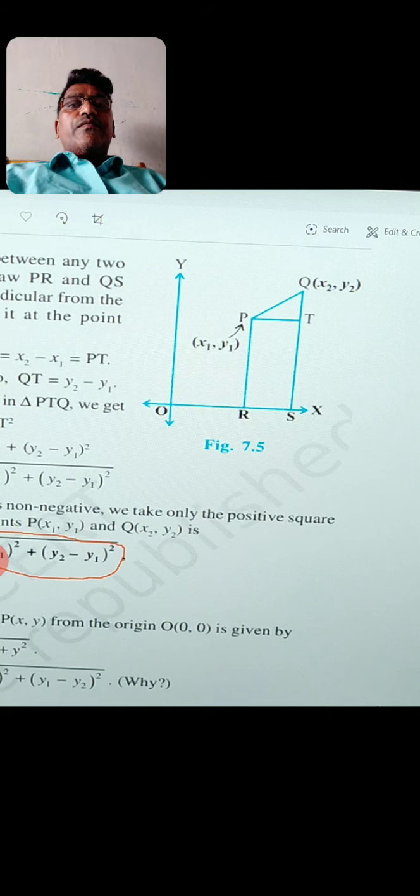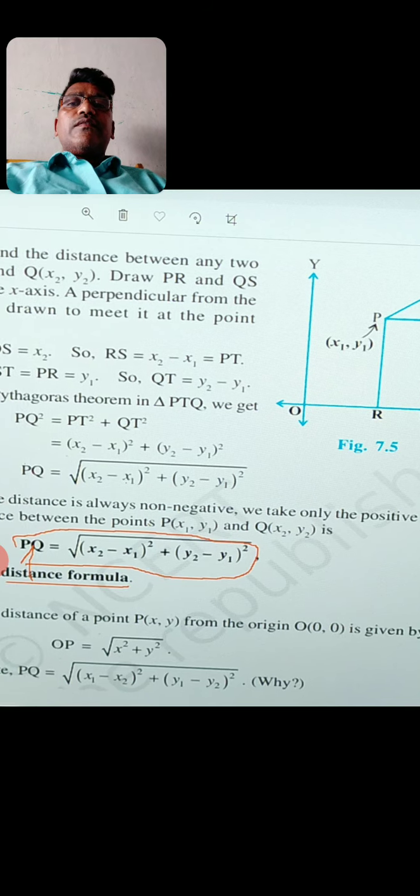It is a diagonal. If you observe, I told you QTP is a right angle triangle. Then PQ is the diagonal. We want to find the PQ only. So we are using the Pythagoras theorem. I will remind you what the Pythagoras theorem is. In a right angle triangle, the square of the hypotenuse is equal to the sum of the squares of the remaining two sides. That's what we can write mathematically for this.